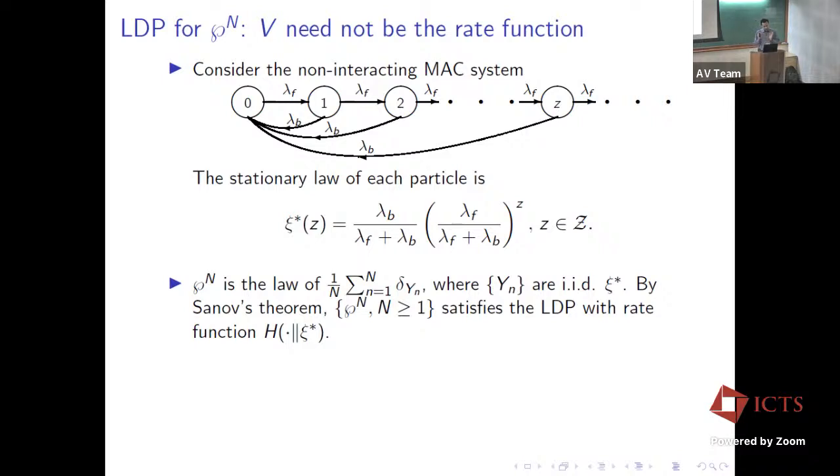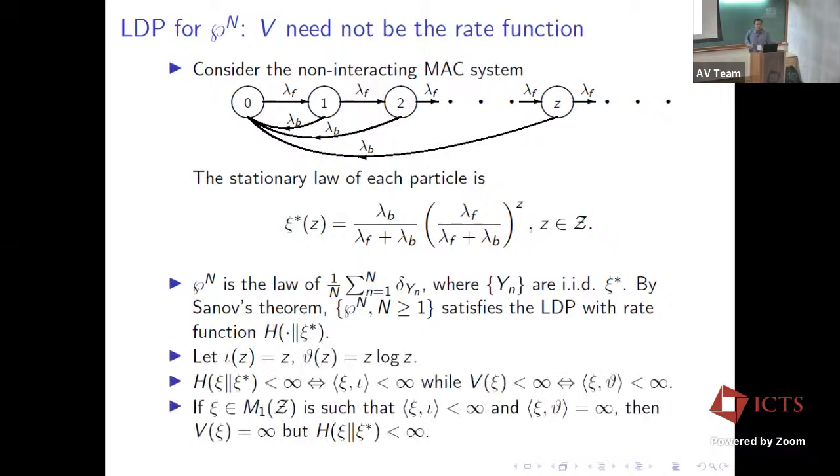And so what we are aiming for in the interacting particle system is something that Sanov's theorem gives us in this non-interacting system. Now, here is the key observation. Let's consider these two functions: the identity function from the state space to the real numbers, and then the theta of z function from the state space to the reals. The theta of z is z log z, where z is the particular state.